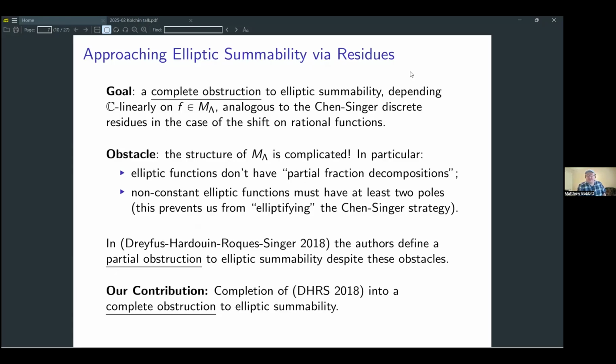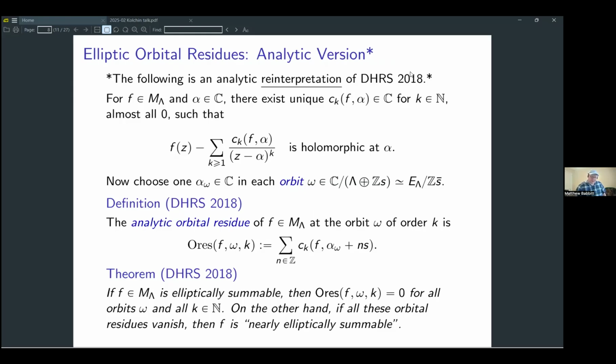But previously, Dreyfus, Hardouin, Roques, and Singer did a bunch of work in this direction, and they get a partial obstruction to elliptic summability, and that overcomes all of these obstacles, which is great. And so our contribution is we're going to complete this obstruction to elliptic summability. Okay? All right, so that is the goal for today. We're going to first provide the analytic version of the story. And this is a reinterpretation of what Dreyfus, Hardouin, Roques, and Singer did back in 2018. They formulated it algebraically, but their work also applies in the analytic case. And so we can formulate it here as well.